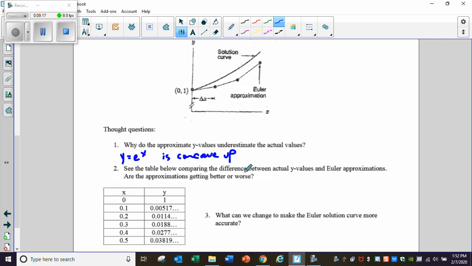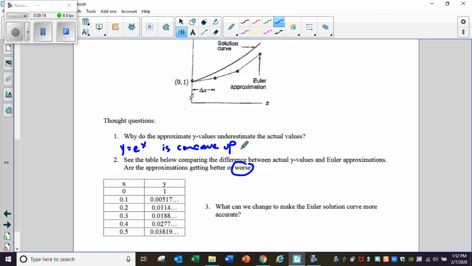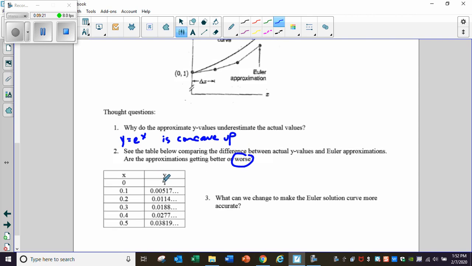So that means the approximations are getting worse, and you can tell that in this table, which shows you the difference between the actual y value and the approximation. There is no difference at the initial value. And then as you increment by 0.1 on the x-axis each time, do you see how the difference in y values is increasing and increasing? And it's actually increasing by a lot more each time.